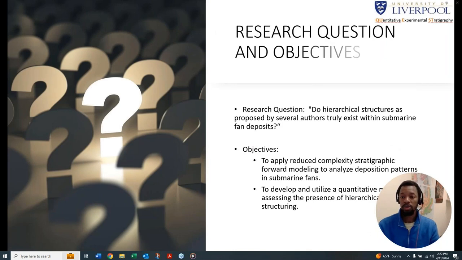So in this work, I'm going to ask the question: do hierarchical structures, as proposed by several authors, truly exist within submarine fan deposits? And to do this, we'll be applying a reduced complexity stratigraphic forward model to analyze the deposition patterns in submarine fan deposits, and also to develop and utilize quantitative metrics to assess the presence of hierarchical structures.